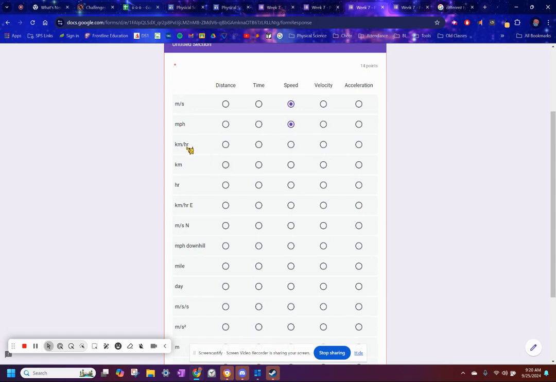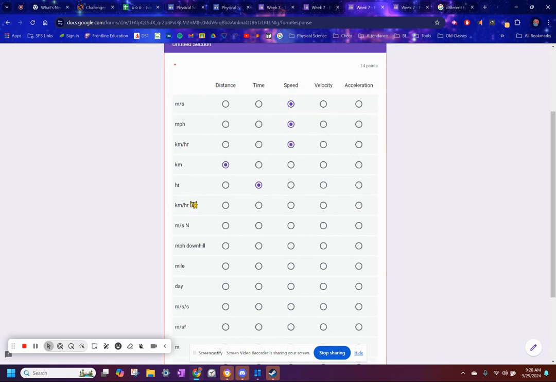Kilometers per hour. This is what you'd see in Mexico and other places around the world that are not the United States. Kilometers per hour, speed. Kilometers, it's meters, that's a distance. Hours, HR, hours, that's time.